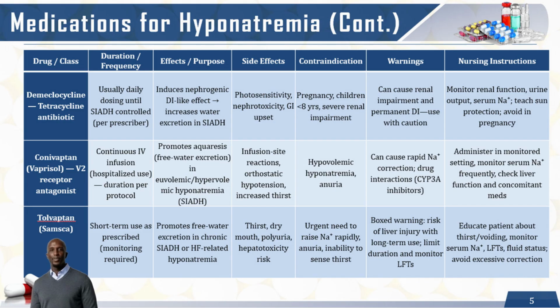Demeclocycline creates a reversible nephrogenic diabetes insipidus effect, reducing water retention in syndrome of inappropriate antidiuretic hormone secretion, SIADH, but it carries risks like photosensitivity, nephrotoxicity, and is contraindicated in pregnant women and children. Nurses should educate patients on sun protection and monitor renal function closely.